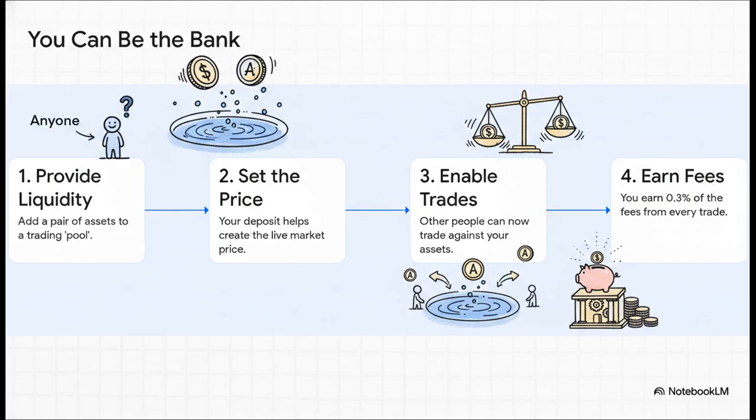So, get this. You can actually be the bank. Here's how it works. You can become what's called a liquidity provider. You just take a pair of assets, let's say 100 stablecoins and 100 Aparum tokens, and you deposit them into a pool. By doing that, you're literally helping create the market. You're setting the price. And here's the best part. Whenever someone else makes a trade using that pool, you earn a tiny slice of the transaction fee. You are literally earning money from every trade. You become your own little decentralized bank, and your assets are out there working for you.